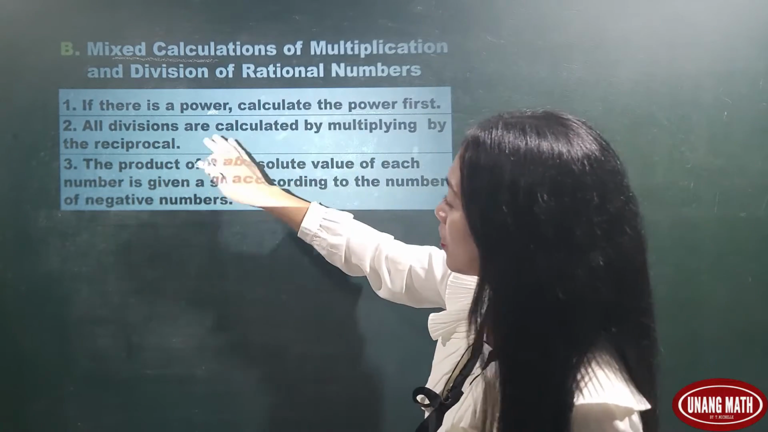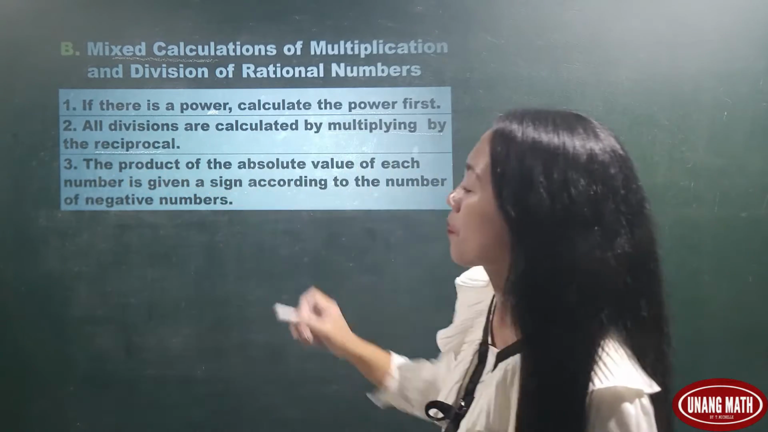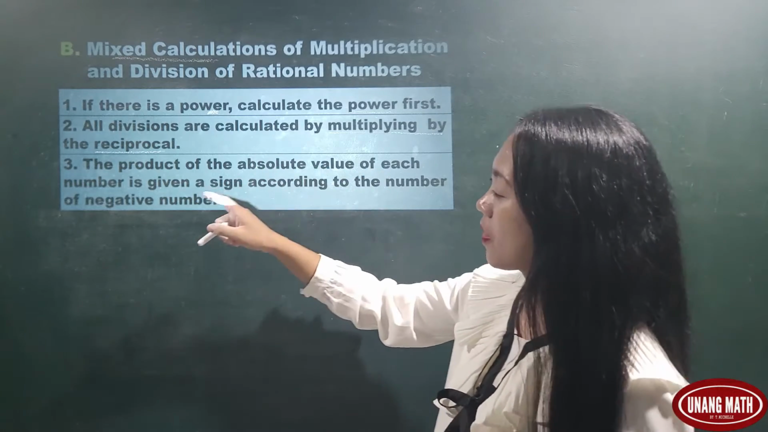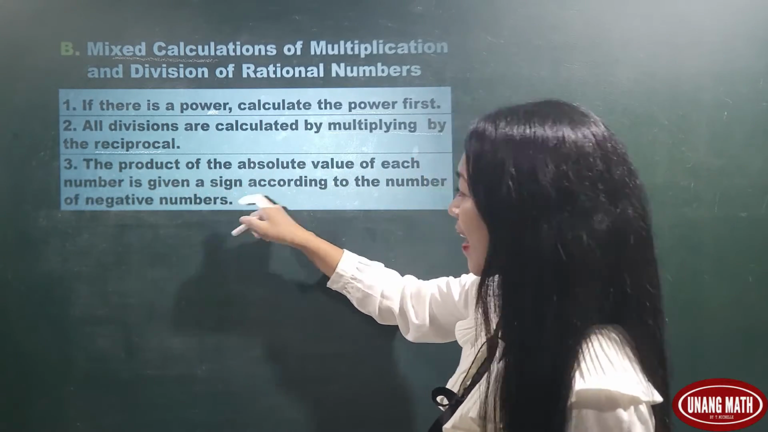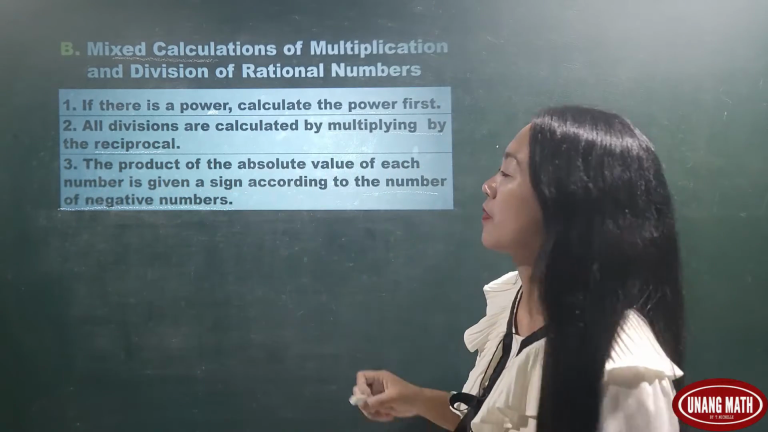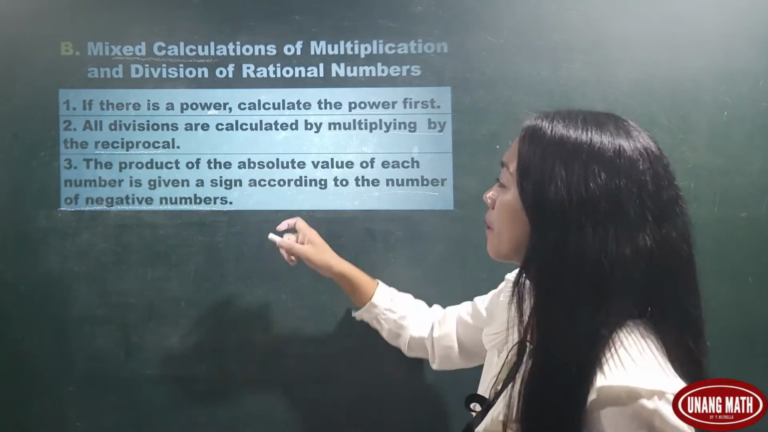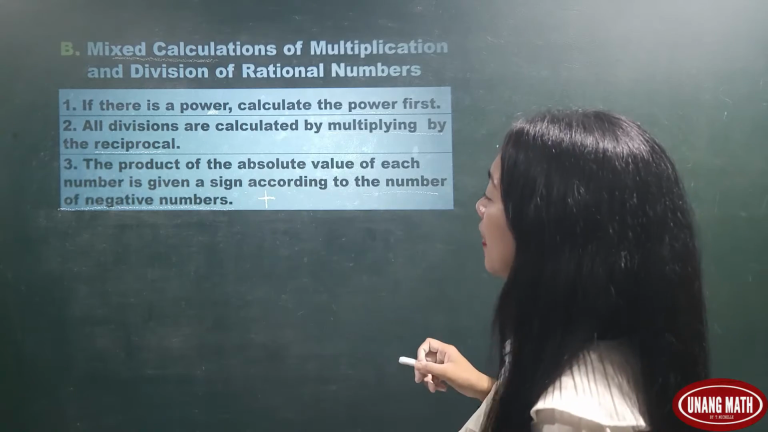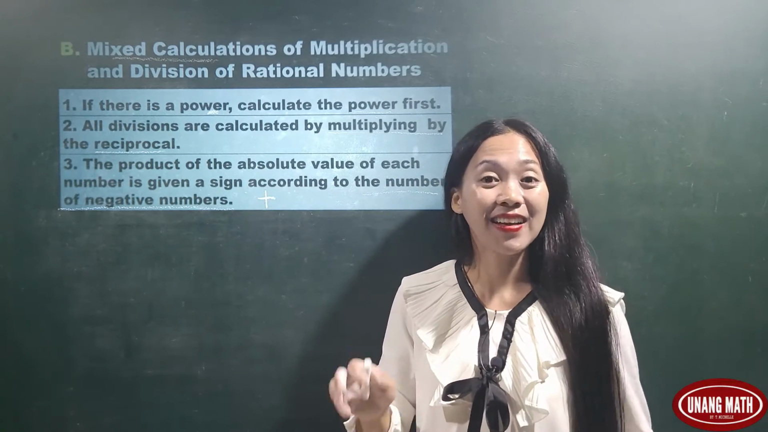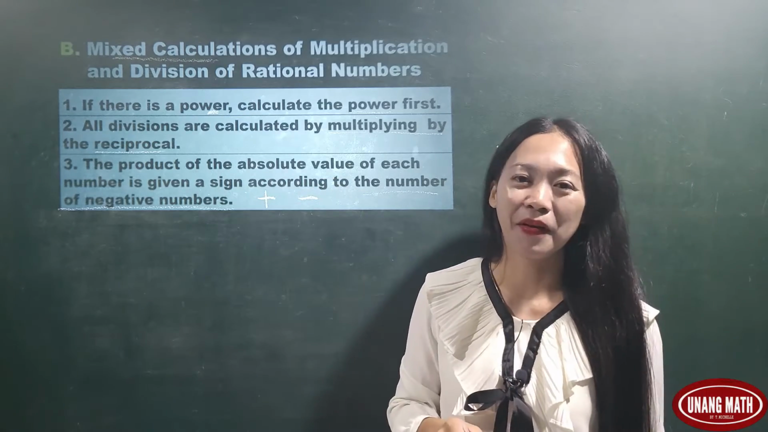Second, all divisions are calculated by multiplying by the reciprocal. And lastly, the product of the absolute value of each number is given a sign according to the number of negative numbers. If the number of negative numbers is an even number, the product is positive. But if the number of negative numbers is an odd number, the product is a negative number.